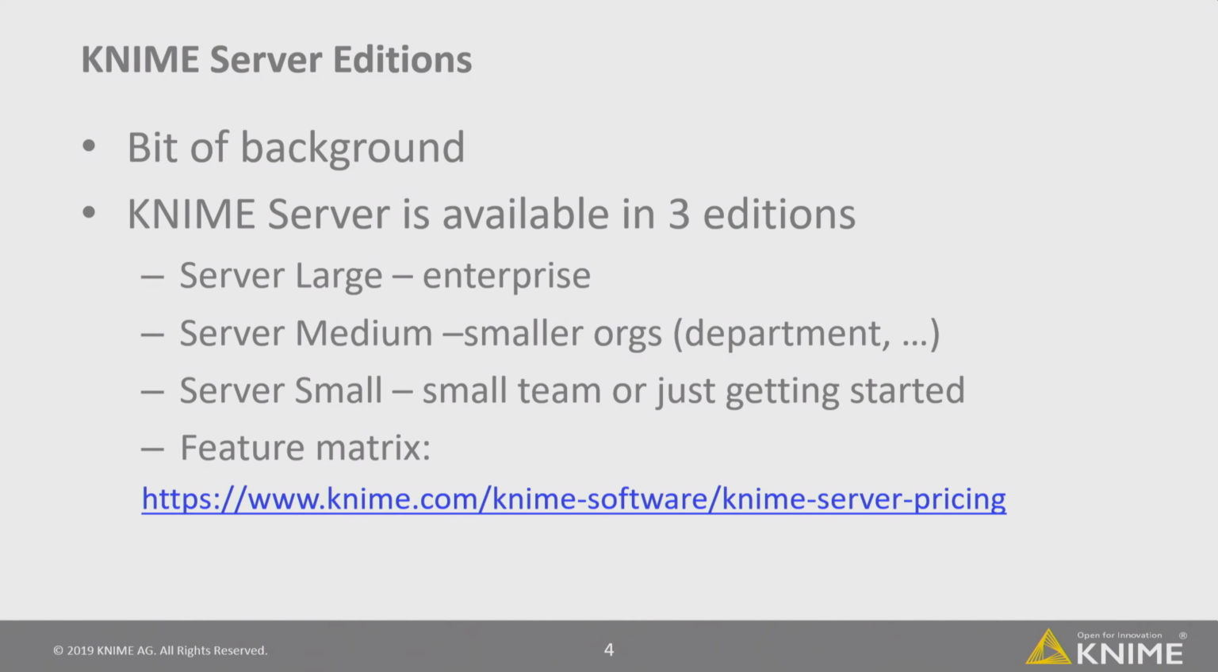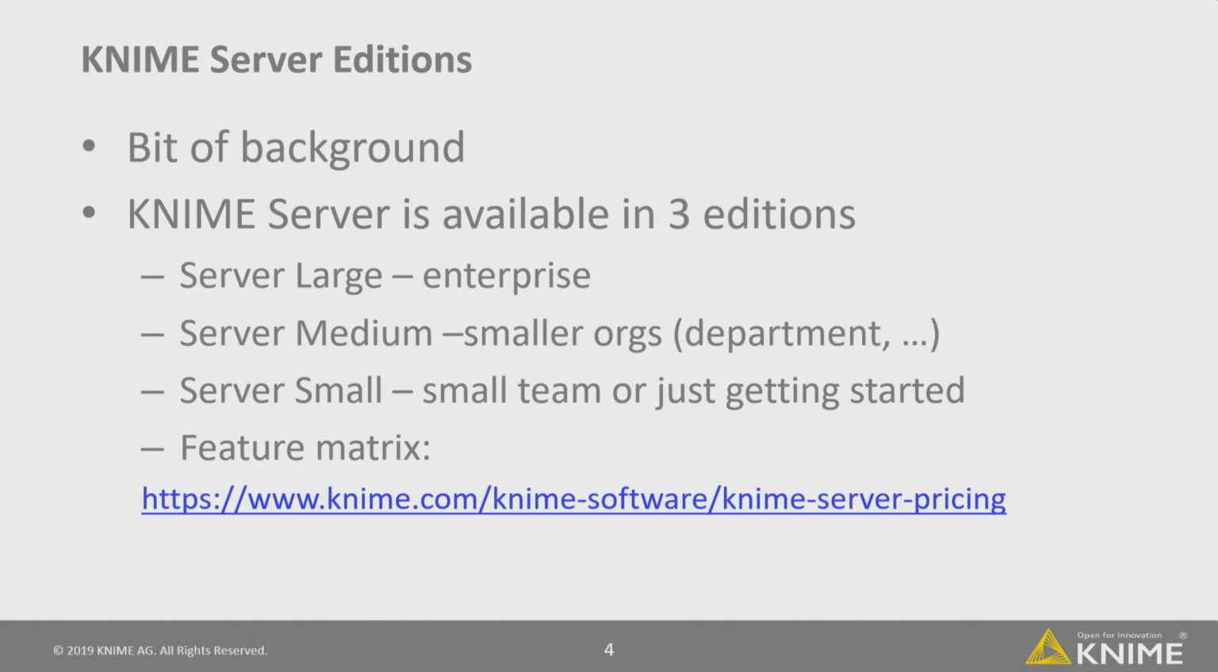When we talk about KNIME Server, we actually deploy that in 3 different editions. There's Server Large, which is kind of our enterprise edition. It has integration with LDAP. It has distributed executors, lots of other features. Server Medium is meant for maybe smaller organizations, department level, if you like to say it that way. Server Small is for small teams just getting started. Large, medium, small doesn't mean that one can handle less data than another. It's really just more about the features that are available.